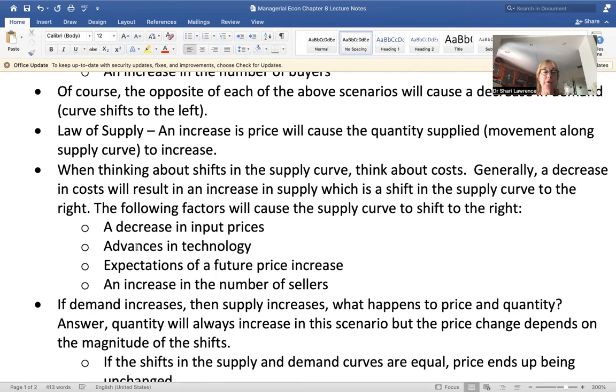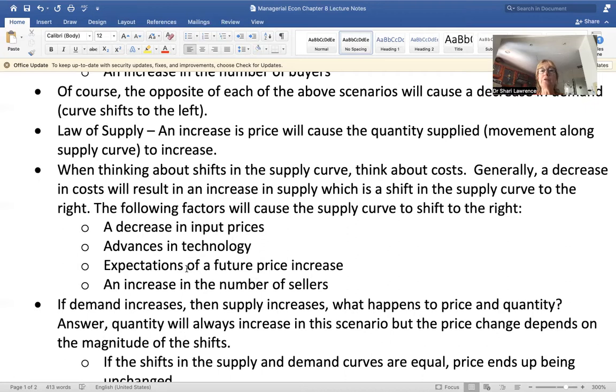Advances in technology generally tend to decrease input prices or decrease producer costs. So let me repeat that. Advances in technology generally tend to decrease producer costs. Therefore, advances in technology tend to cause an increase in supply.